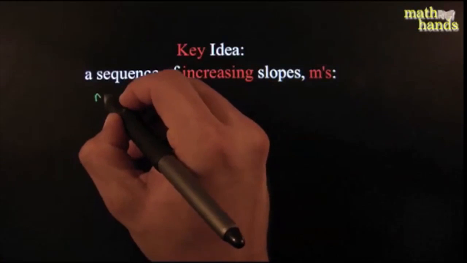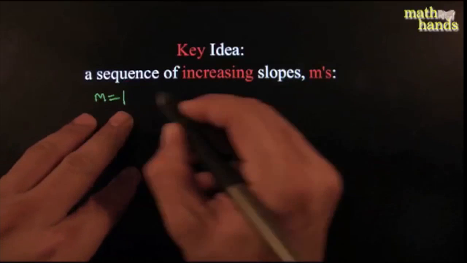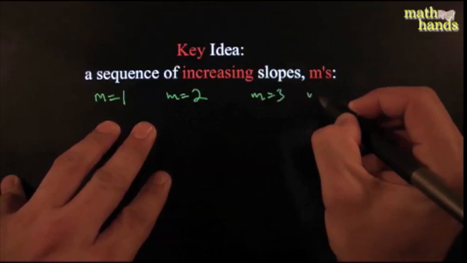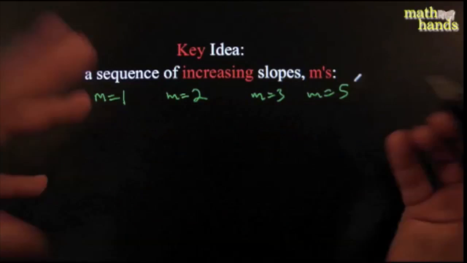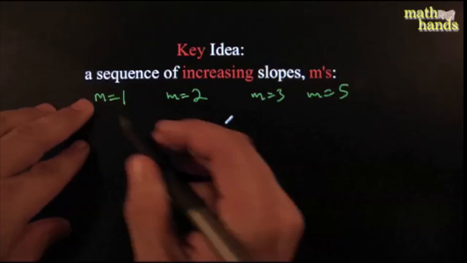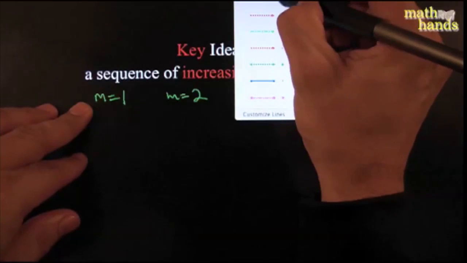Say m is equal to, let's write a few m's that are increasing. m is equal to 1. m is equal to 2. m is equal to 3. m is equal to 5. These are increasing, right? What does it mean to have a bunch of slopes that are increasing? Let's try to make sense of that.